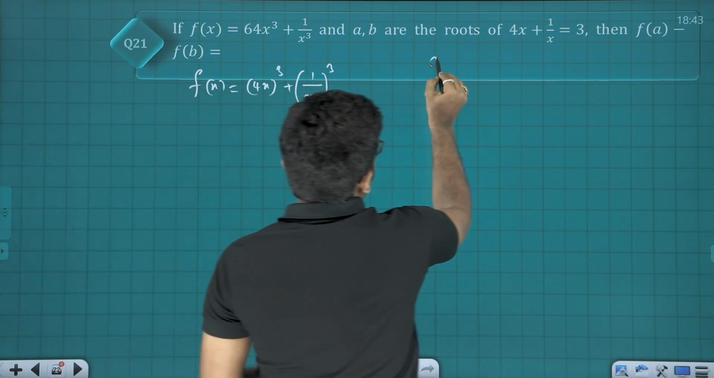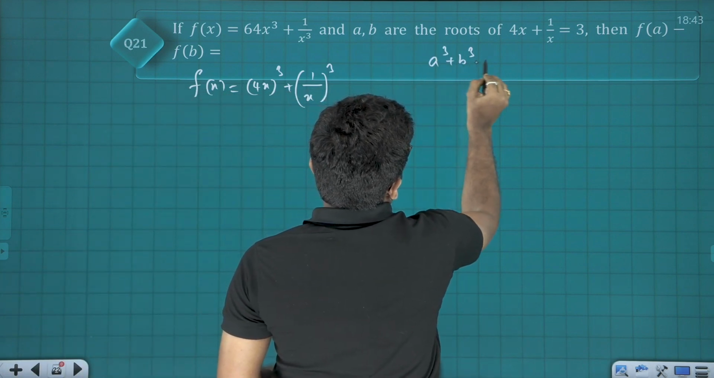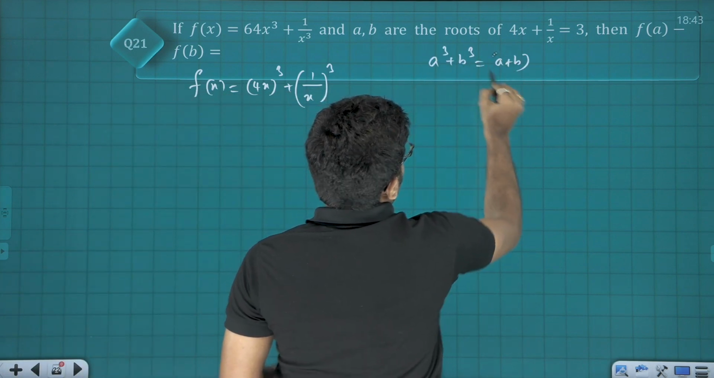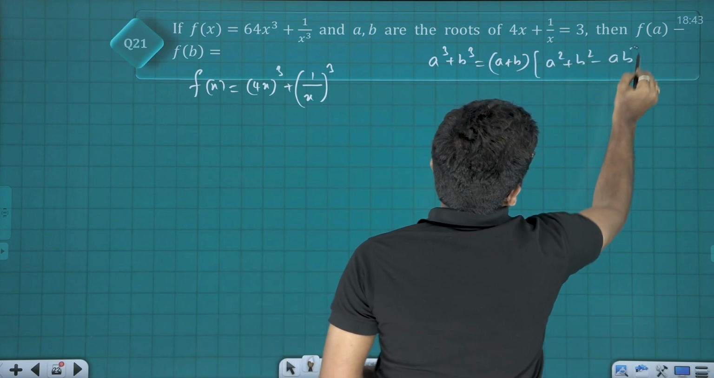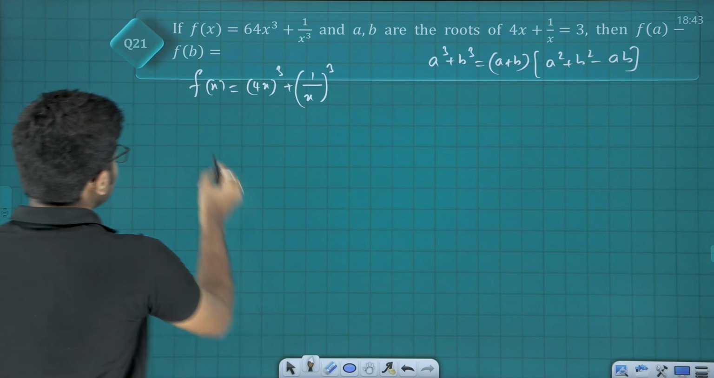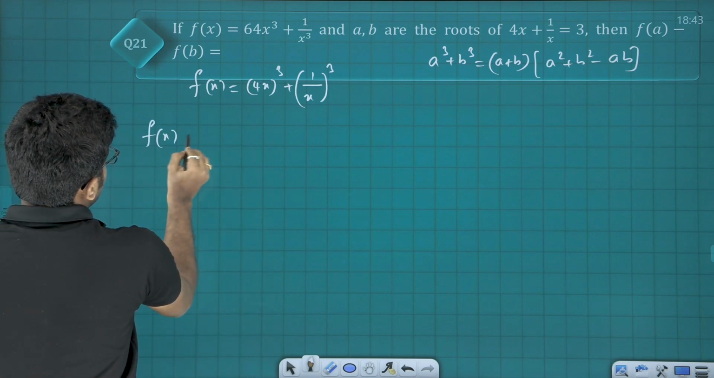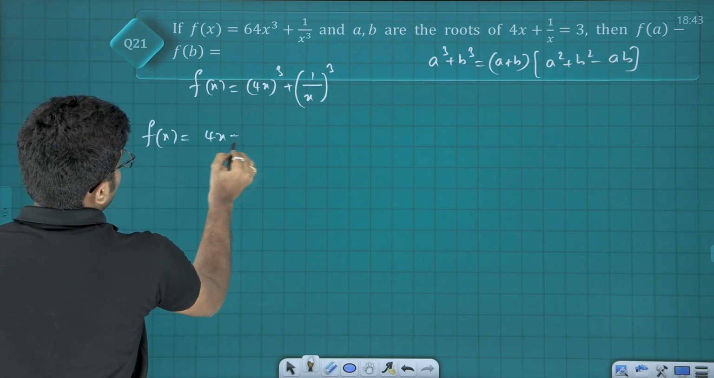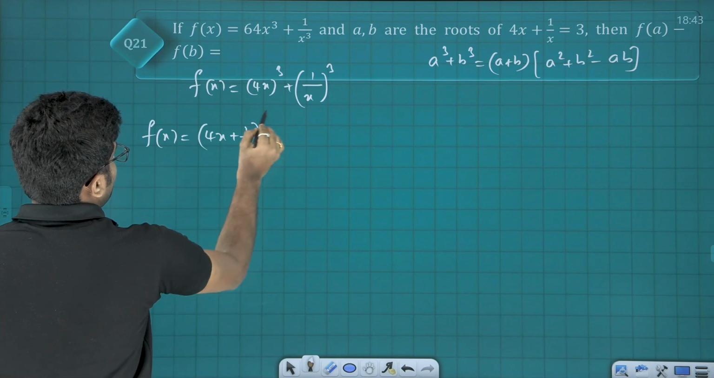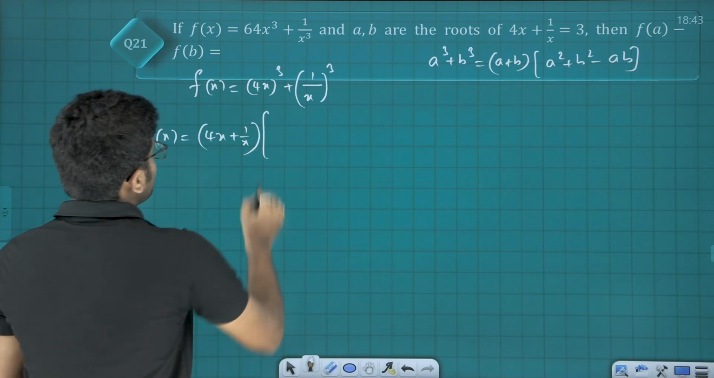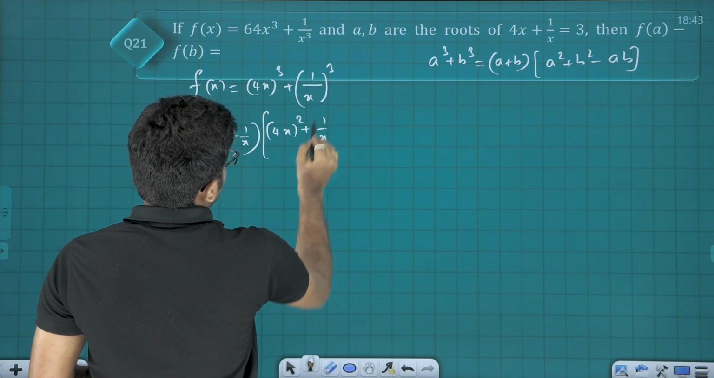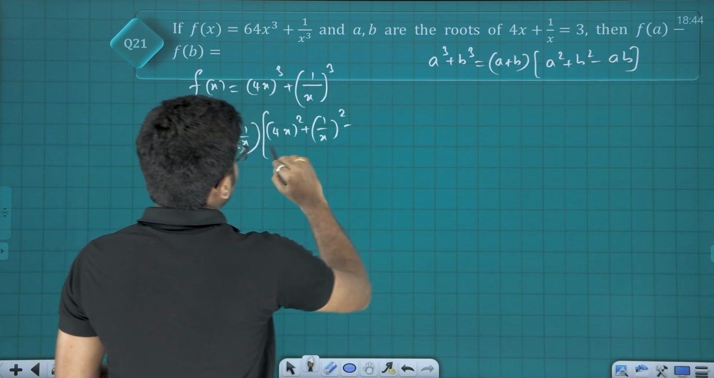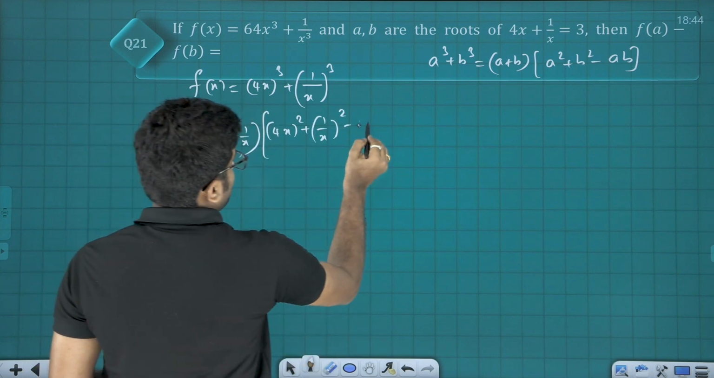We all know a cube plus b cube is equal to (a plus b)(a square plus b square minus ab). Now by using this, f of x is equal to a plus b, that is 4x plus 1 by x, into a square plus b square, that is (4x) whole square plus (1 by x) whole square, minus ab. 4x into 1 by x is 4.